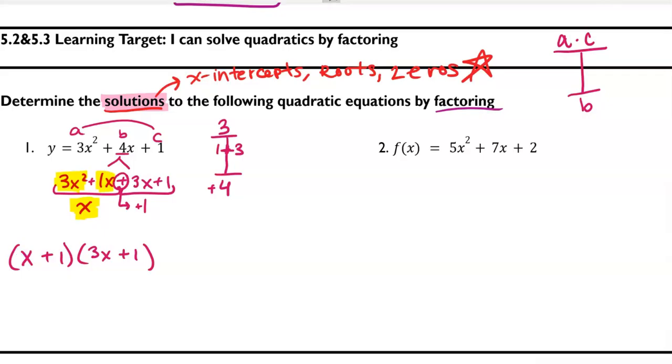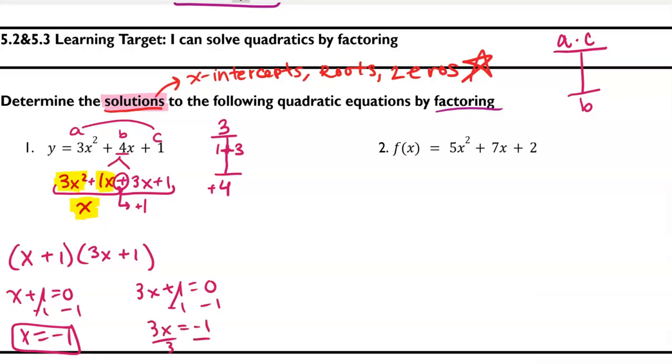In order to do that, we're going to take each set of parentheses, each factor, and set them equal to 0. So we're going to say x plus 1 equals 0, and 3x plus 1 equals 0, and solve for x. We'll subtract the 1 from both sides. So one of our roots is x equals -1. And our other root is -1/3. And just as a reminder, if I'm moving too fast for you, then pause the video. Pause the video and try and do it yourself.